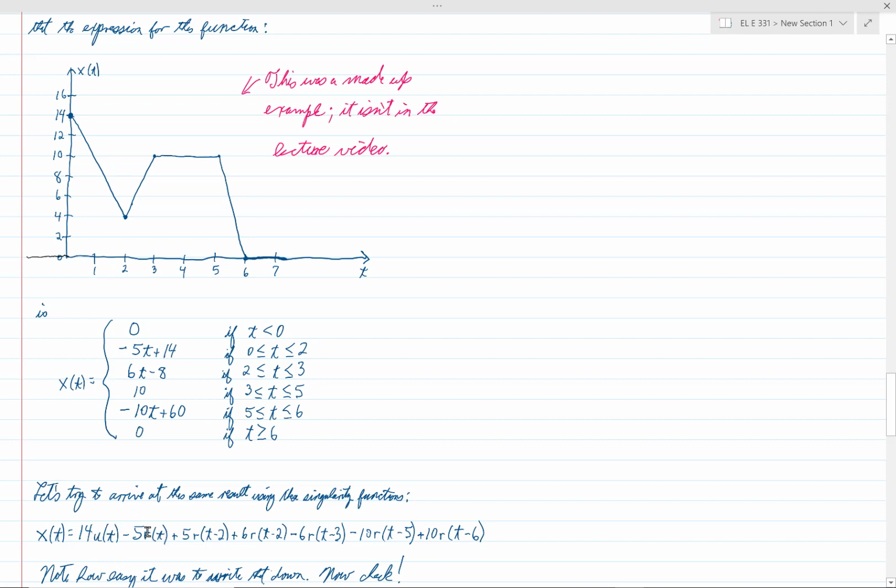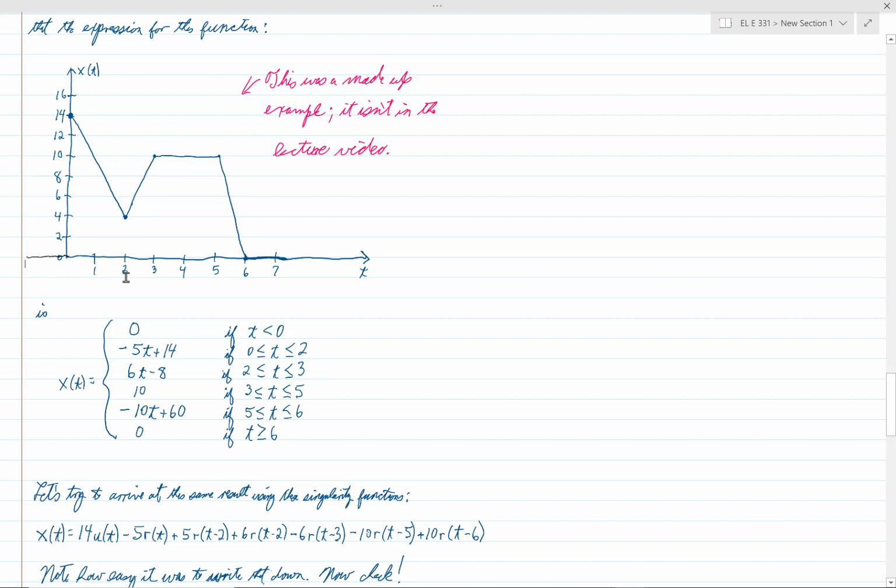So these first two terms are giving us the start up here at 14 and the ramping down. And if that's all we had, this would just keep on ramping down forever and ever. But that's not what we want this to do. We want it all of a sudden here to change at t equals 2.